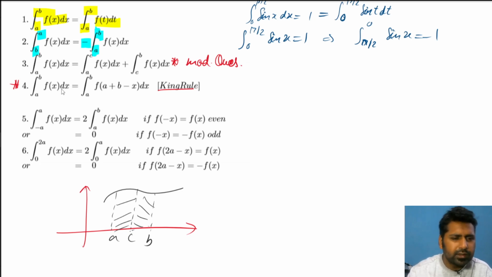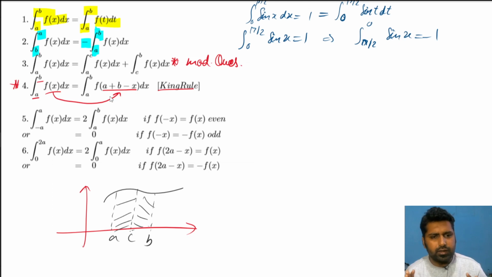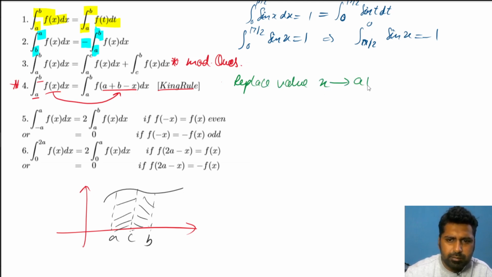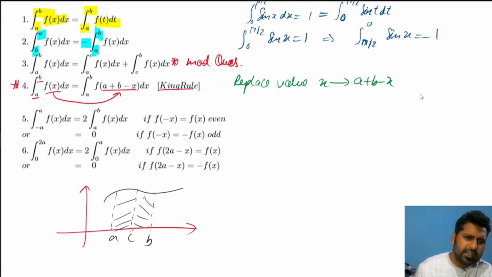The property says that integration a to b f(x) dx is the same as integration a to b f(a plus b minus x) dx. What we have done is replaced x with a plus b minus x. What I'll suggest is you learn it like this: replace the value of x with a plus b minus x, and the integration remains the same, and we'll see the application part of it. Okay, that's the fourth rule.